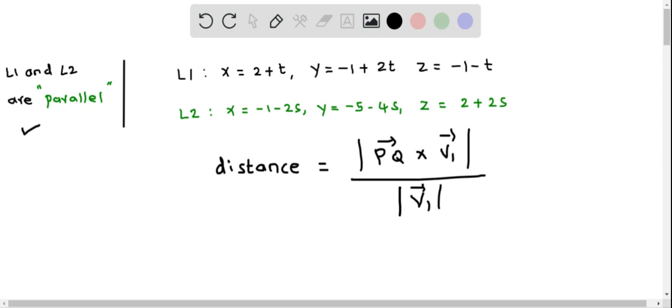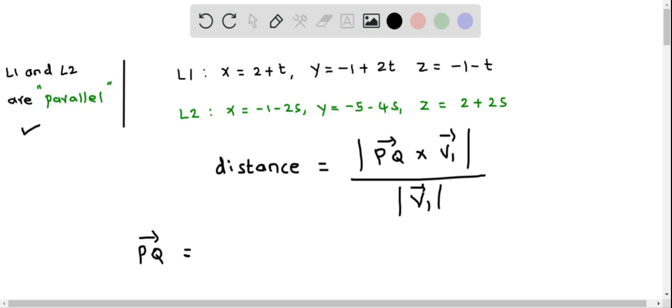Let me explain how we get this PQ vector and V1 vector. So the PQ vector is basically a vector starting from the point P and ending at Q. That is, a point on line L1 we consider as point P, and a point on the line L2 we consider as point Q. So when we connect these 2 points, we get this PQ vector.